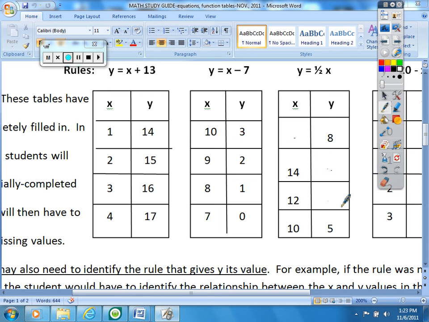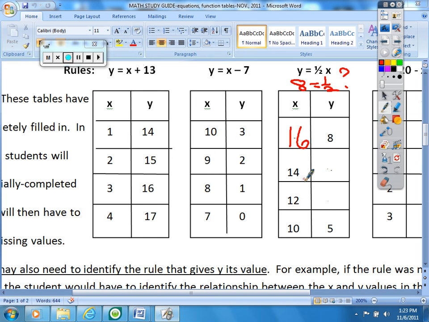All right, this one says that there's some value for x that will give me 8 for y. So if y is 8, 1/2 of what number will give me 8? Well, if I doubled y, I'll get 16. Is 8 1/2 of 16? Yes, it is.